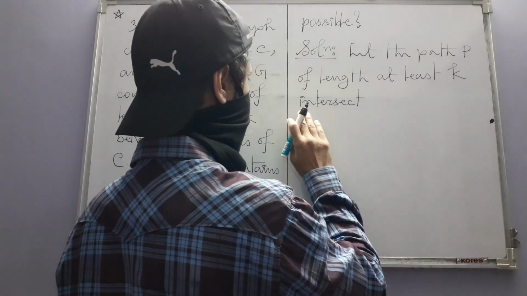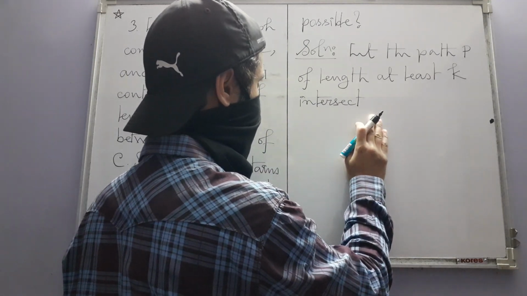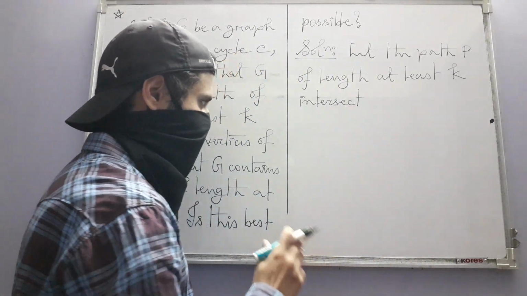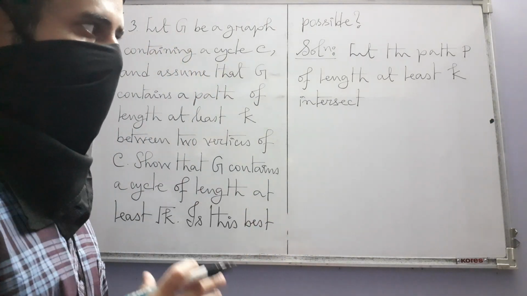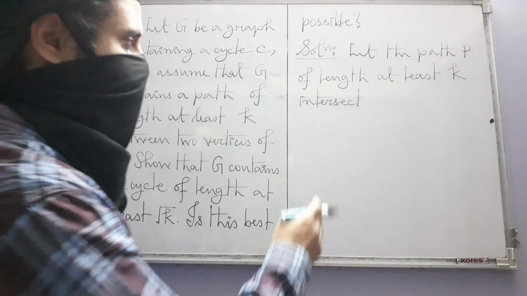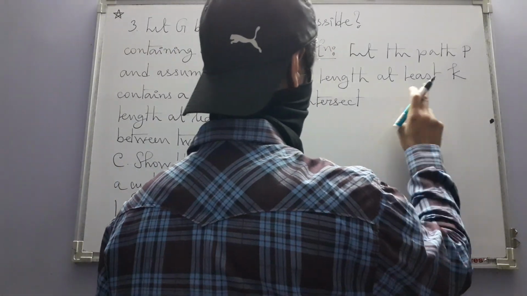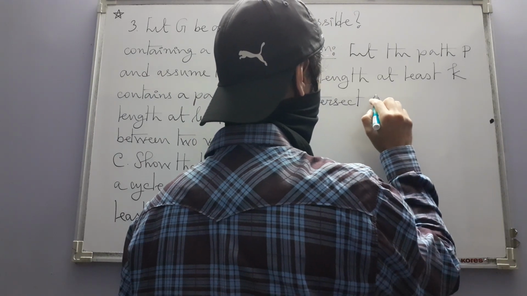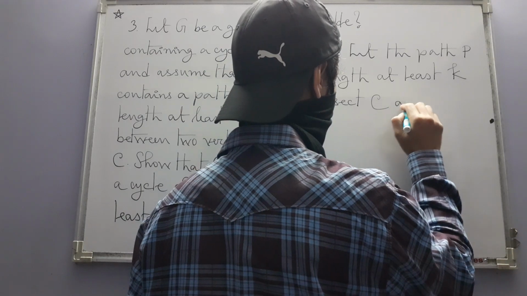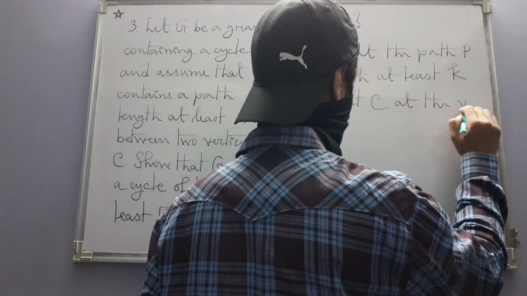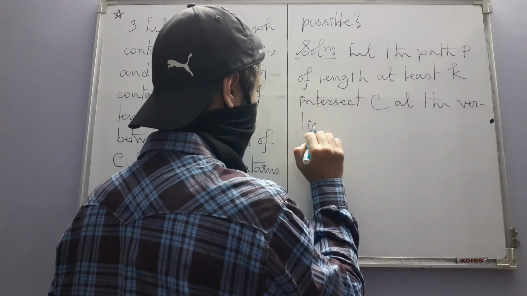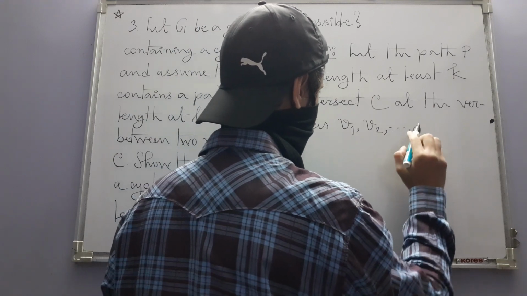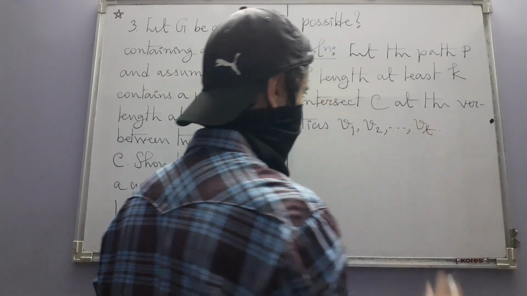intersect. I'm not quite sure if I should use this word here, but you understand what I'm trying to say, right? But most of the terms and definitions in graph theory are highly natural. So in that sense, I am using this. Intersect C, the cycle C, at the vertices V1, V2 and so on up to Vt.